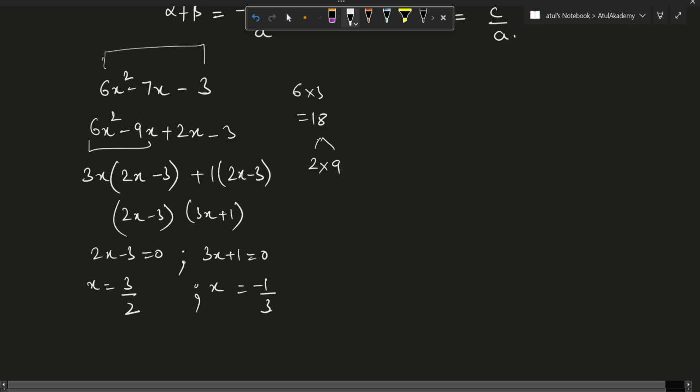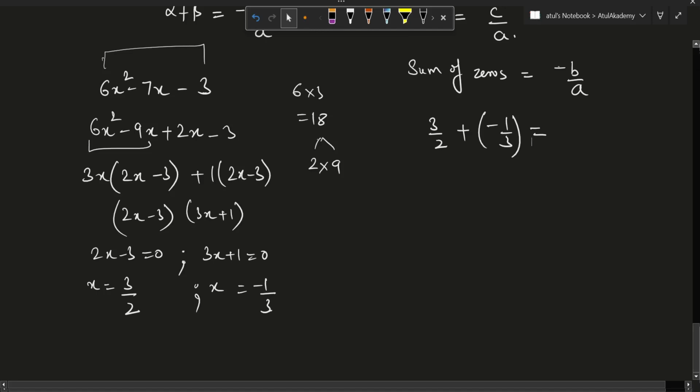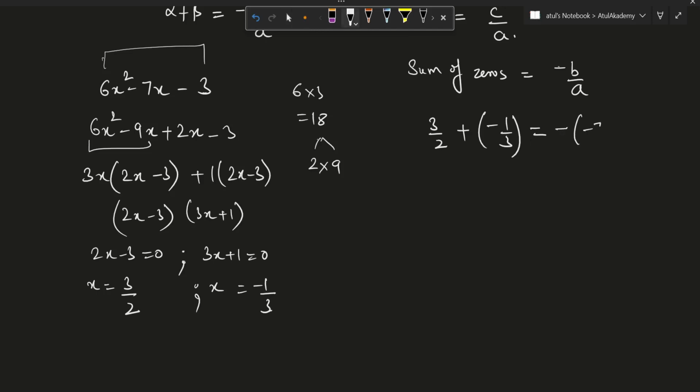Now let's find out. I have the zeros, so let's check the sum of the zeros. I know the sum of the zeros is equal to minus b by a. But here, what are the zeros? 3 by 2 plus minus 1 by 3. Beta and alpha I got. Now in the polynomial, it is negative of minus 7 by 6. Let's see if it's coming the same.